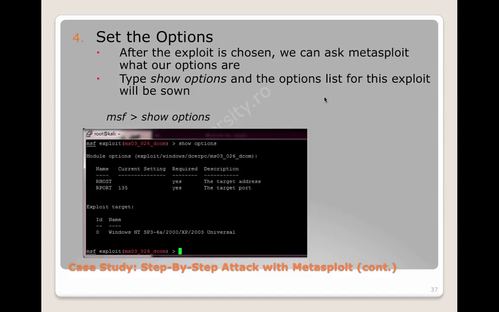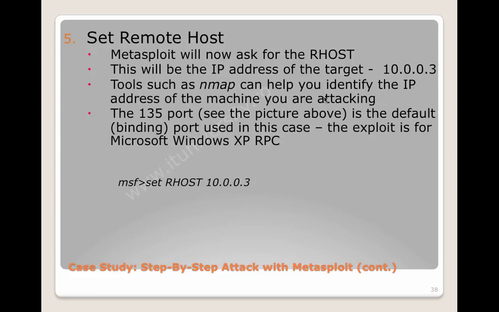As I said before, the show command is context related. So now if we type show options, we can see the required variables to be inserted in order for this exploit to work. In this case, the remote host and remote port are needed. The 135 port is already selected as remote port since this is the default port for this vulnerable service. So now we must select the remote host using the set command as shown. The syntax is set, followed by the name of the variable, in this case RHOST, written in capital letters, followed by the remote IP 10.0.0.3.